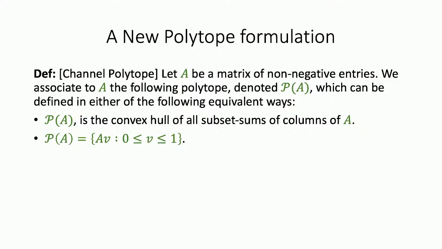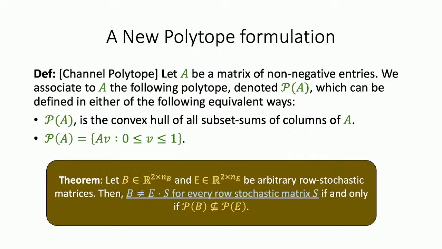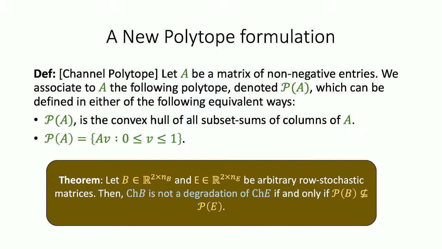So it's very natural. And the theorem we show in this paper, which I will not go through, is that if you have two arbitrary row stochastic matrices, then B is not equal to E times S for every row stochastic matrix S, if and only if you have this non-containment of the polytope. And this condition, B not equal to E times S for every row stochastic matrix S, is exactly the definition of degradation. So we actually have that channel B is not a degradation of channel E, if and only if the polytope, or really the polygon, is not contained in Eve's polygon.